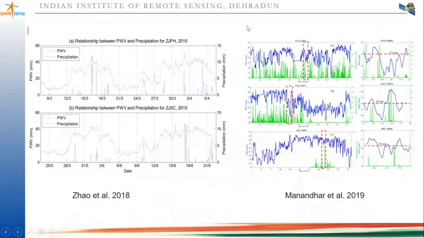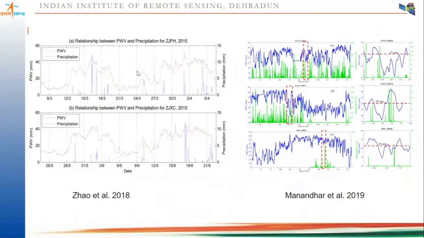And these are also some results for the accurate estimation of PWB for determination of rainfall detection and monitoring. So these are some references I have taken, and if we can see here, the blue scale is the precipitation, and the red one is the PWB. So wherever there is a spike, you can see that before it there is some rise in the PWB.